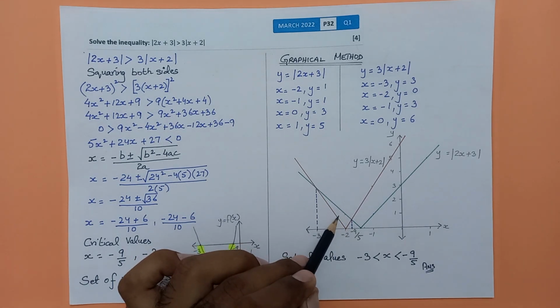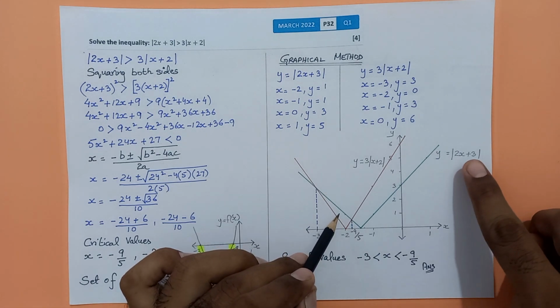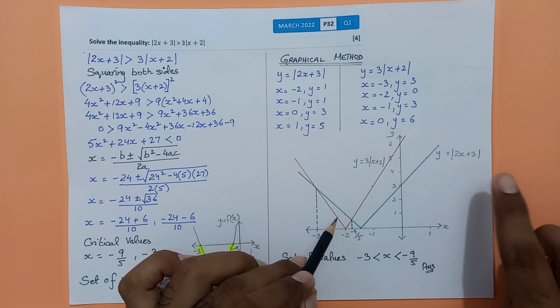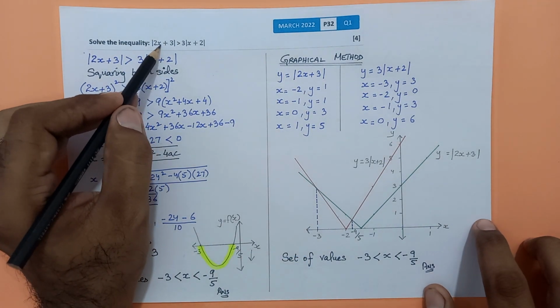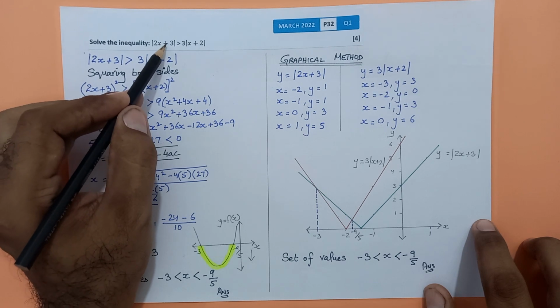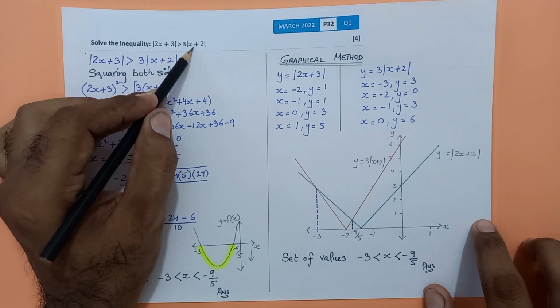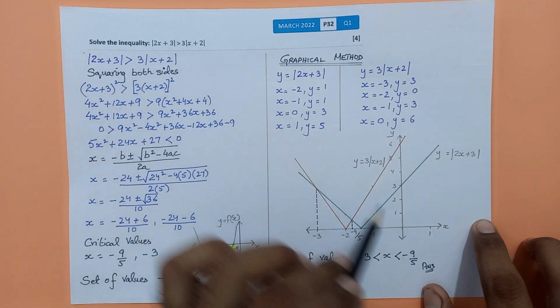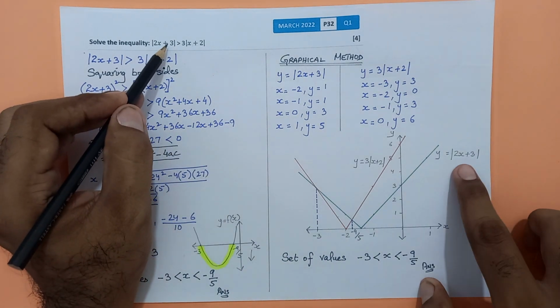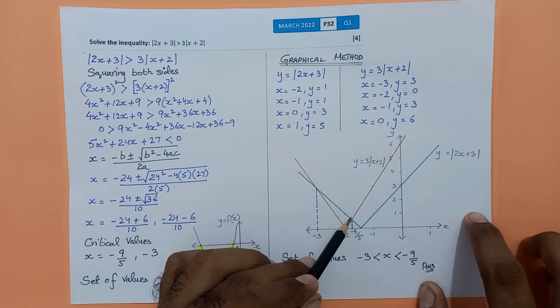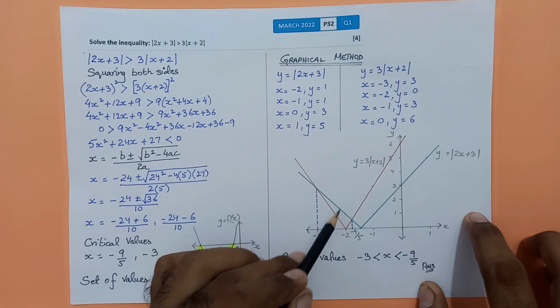That means the green one is greater than the red one, and the green is represented by 2x plus 3, and green is greater than red. And if you look at the question, this is representing green, and the question is also saying the same thing, that green is greater than the other one, which is the red. That means from the question and from the graph, this is representing green, this is representing red. That means green is greater than red. Over here we can see, yes, green is greater than red because it is above red.